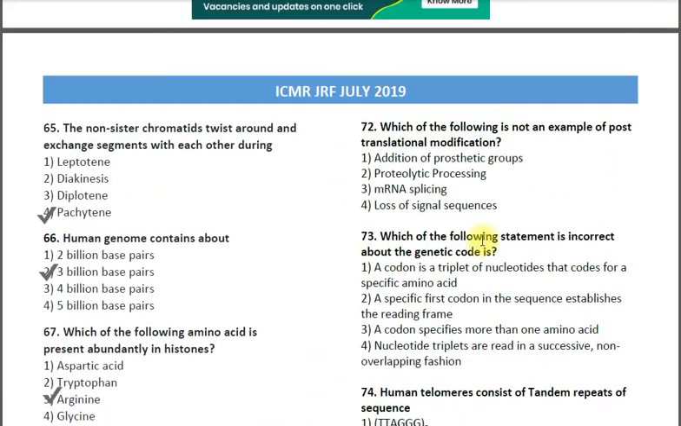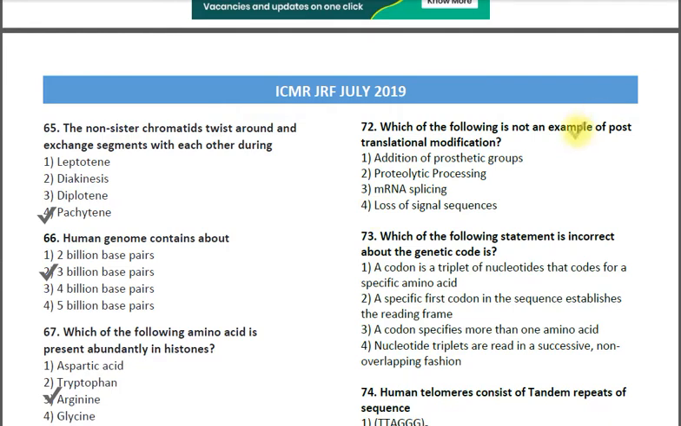Question number 72. Which of the following is not an example of post-translation modification? Another question, tricky one. It is saying not an example. The options are option 1, addition of prosthetic groups, option 2, proteolytic processing, option 3, mRNA splicing, option 4 is the loss of signal sequences.